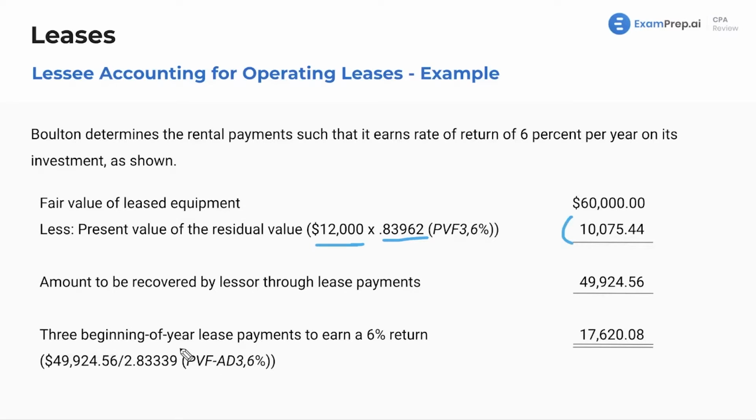3 beginning of year lease payments to earn a 6% return. So what we're doing here is this is from the lessor's perspective, right? We are saying that the lessor is basically getting back this amount divided by our present value amount, which would be given, and that gets us 17,620.